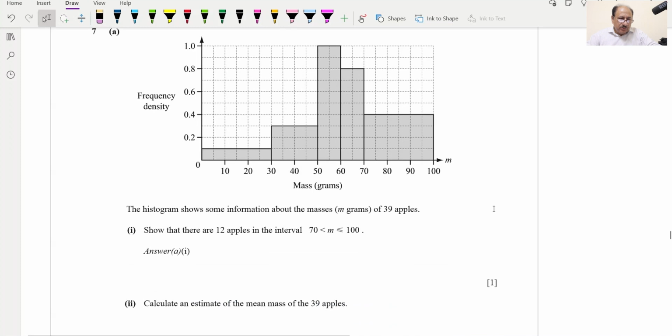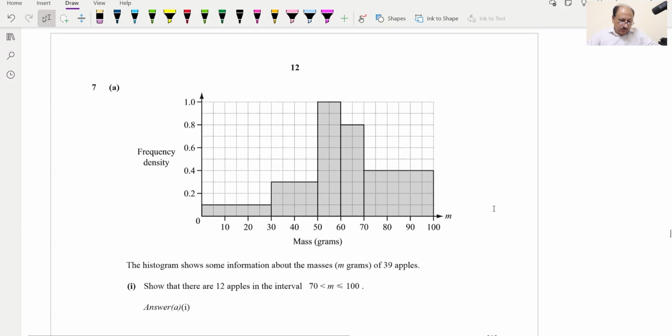Now this is question number 7. Question number 7 says the histogram shows some information about the masses m grams of 39 apples. Part 1: show that there are 12 apples in the interval 70 to 100. The y-axis is frequency density, and mass is in grams. So what we can do, we will multiply by the class width.